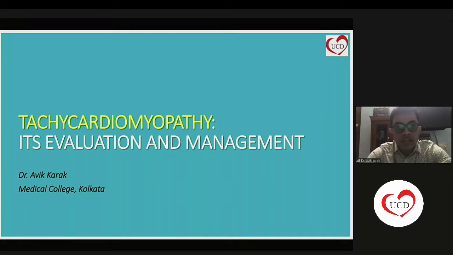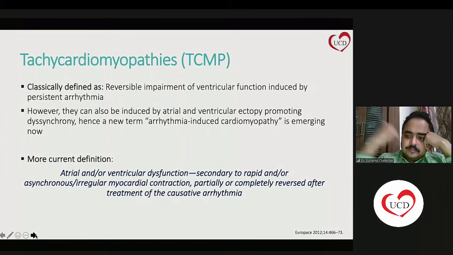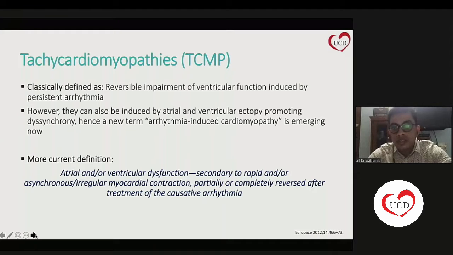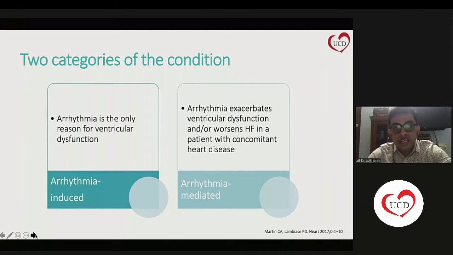The topic is tachycardiomyopathy, its evaluation and management. It is classically defined as a reversible impairment of ventricular function that is induced by persistent arrhythmia. The more current definition is atrial and/or ventricular dysfunction secondary to rapid and/or asynchronous or irregular myocardial contraction, partially or completely reversed after treatment of the causative arrhythmia. There are two categories of the condition. One is arrhythmia induced, the other is arrhythmia mediated. Arrhythmia induced is where arrhythmia is the sole reason for ventricular dysfunction, and arrhythmia mediated is where the arrhythmia exacerbates the already existing ventricular dysfunction or worsens the heart failure in a patient with a concomitant heart disease.